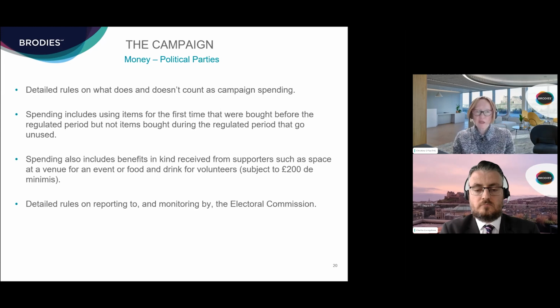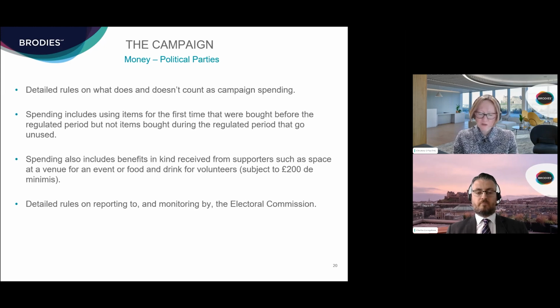So if you hire a venue for an event, that is spending, but if you hire bouncers to protect the event, those are not spending for the purposes of the campaign. Nor, for example, is paying for antivirus software to protect your digital systems, which is an example given by the Electoral Commission itself. So these are potentially places to trip up if you're a political party, which is why, of course, the major political parties have people whose jobs it is to keep track of all of this.